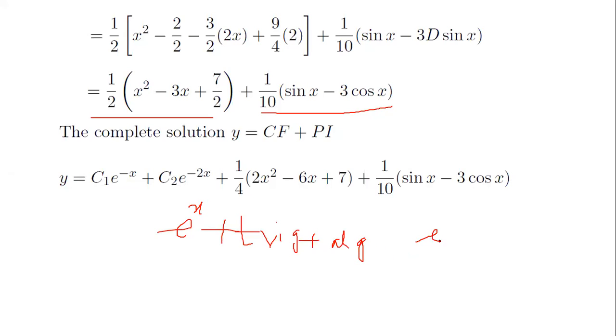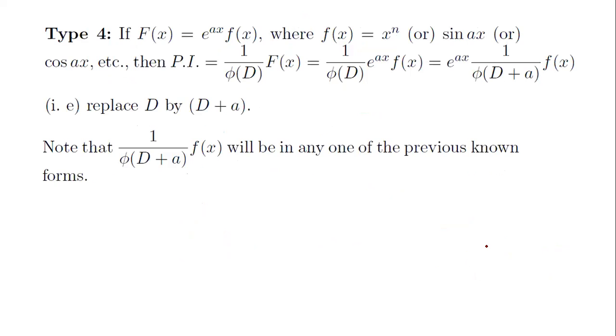In case it is e power mx into sin mx, at that time you are not able to write particular integral 1 into particular integral 2. Many of them made a mistake at this point. They write particular integral 1, they find particular integral 2, then they multiply both. It is not correct. In case of addition we can do that, but in case of multiplication the rule is totally different. Okay, so next rule is type 4.